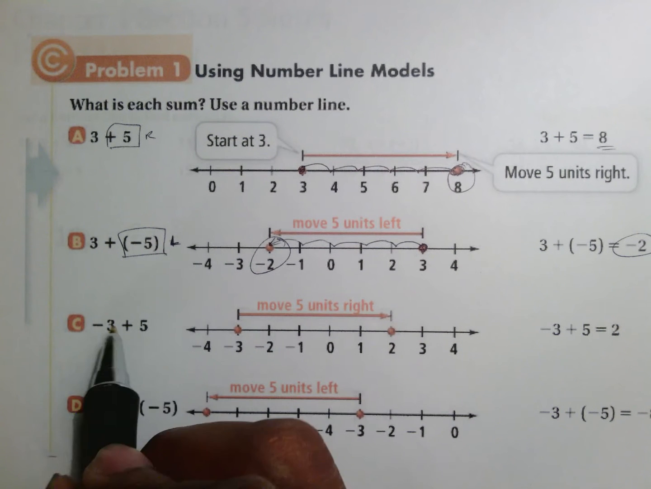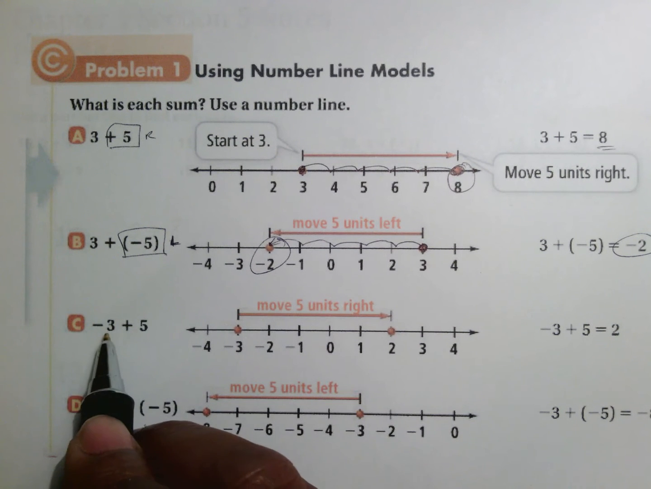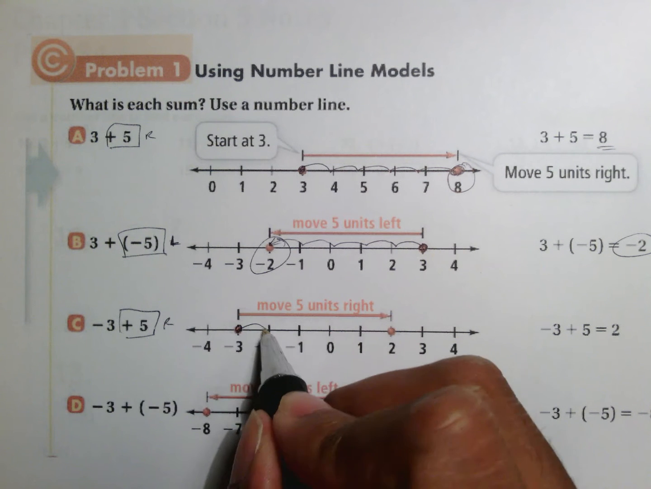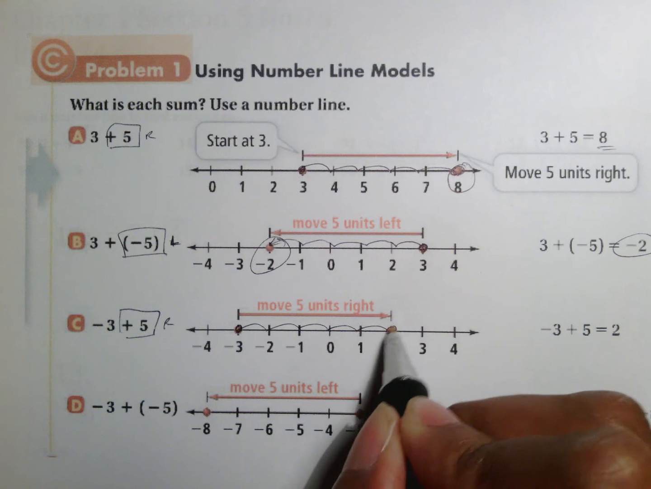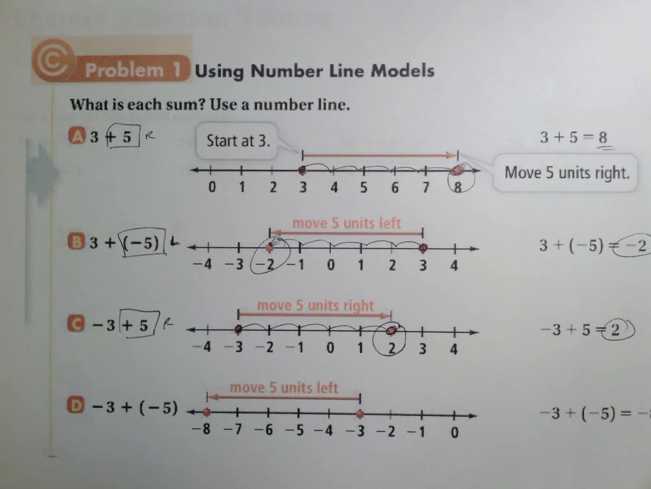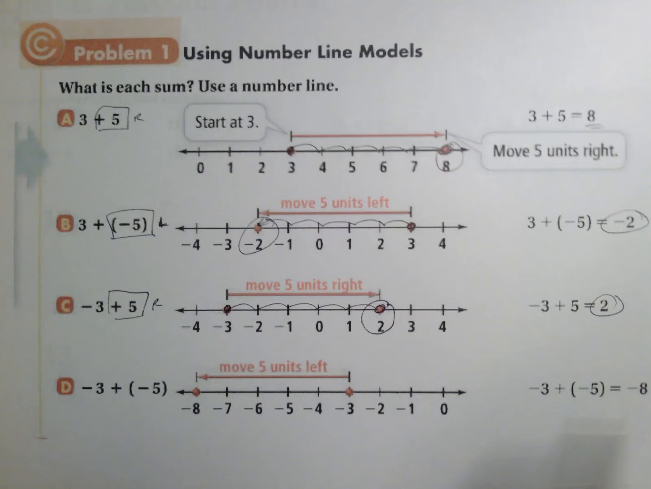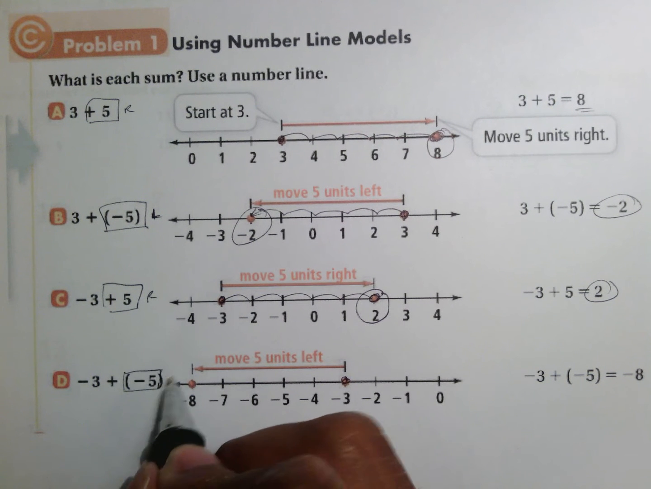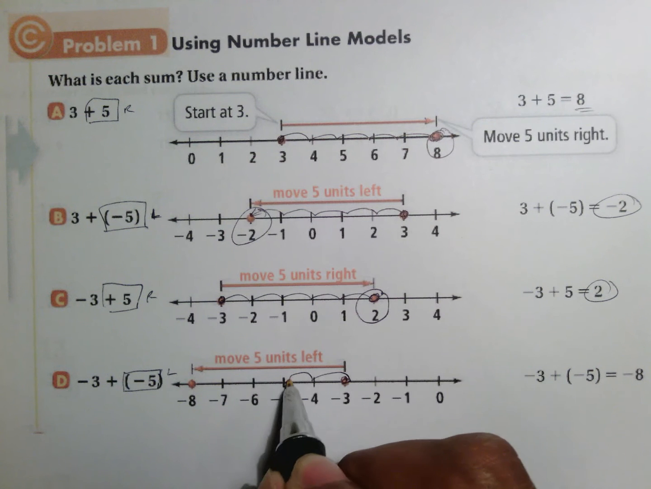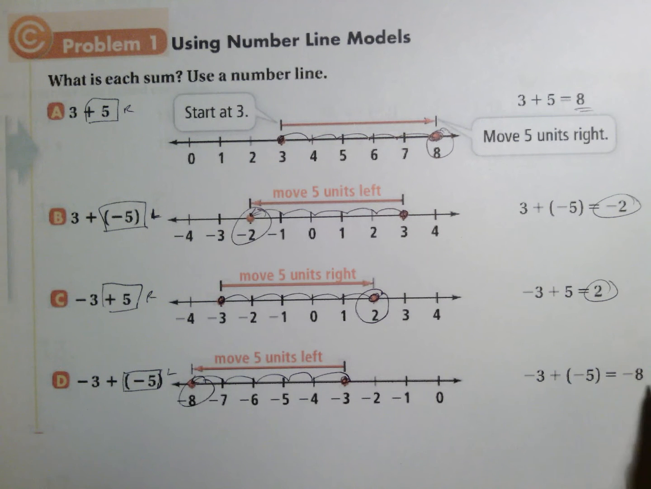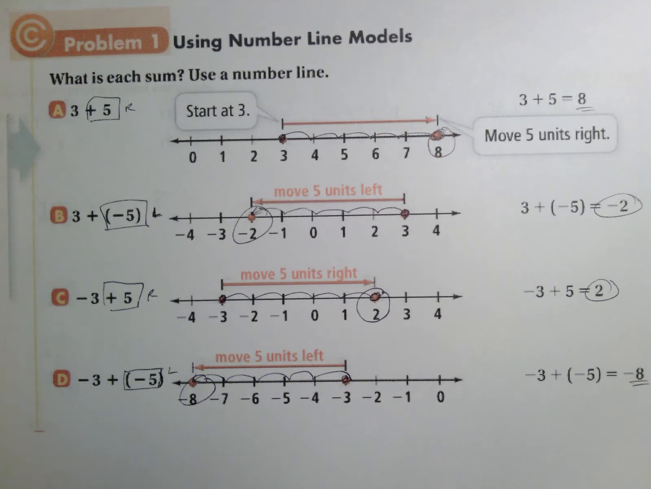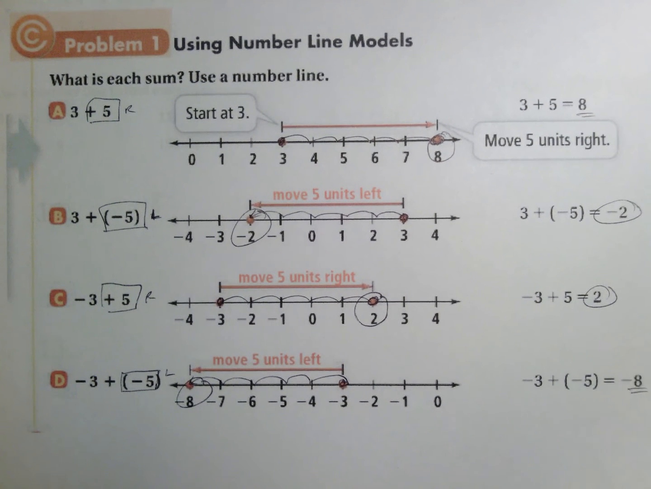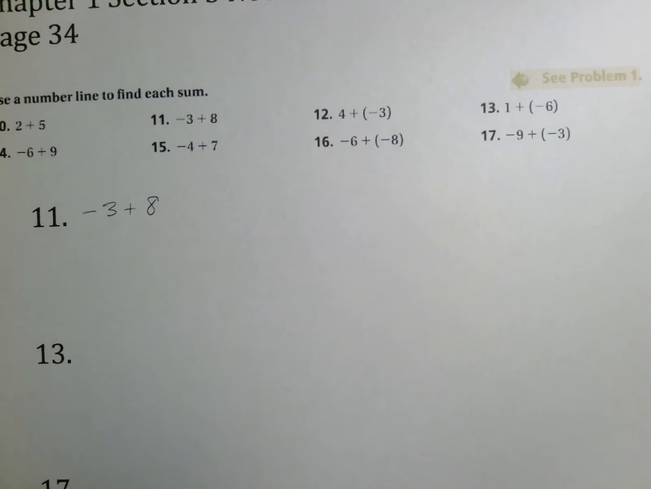Again, this is where it gets interesting. Negative 3 plus 5, something we probably haven't seen. This means start at negative 3 because that's the first number. Plus 5 again means go to the right, so 1, 2, 3, 4, 5, and notice that we are at 2. And then negative 3 plus negative 5, again starting at negative 3. This negative 5 means go to the left 5, 1, 2, 3, 4, 5, and you notice that we end at negative 8. So the model is just to make sure that we have an understanding of what the numbers are doing, so that we don't make any crazy mistakes.